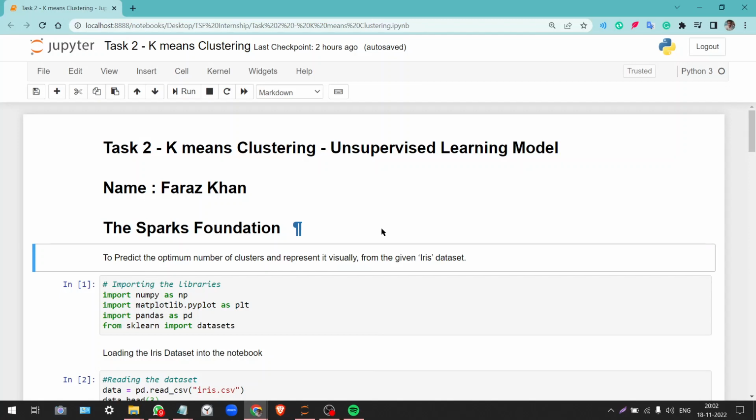This is the task that I have completed for my data science and business analytics internship with the Sparks Foundation. In this task we have built a model based on the k-means clustering algorithm. It is an unsupervised learning model. In this model we have to predict the optimum number of clusters and represent it visually for the given iris dataset.